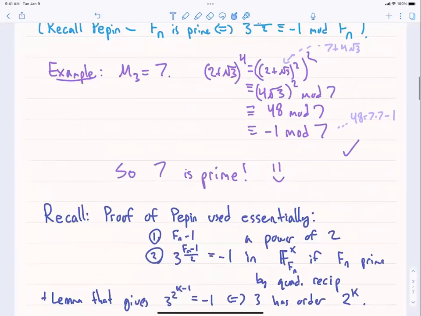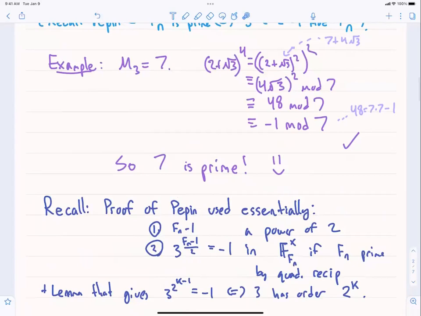Okay. So let me just remind you from Tuesday that the proof of Pepin's test for Fermat numbers used essentially the following facts. The first one, and the key thing that made everything work, was that we had this power of 2 floating around. Fn minus 1 is a power of 2. And then we were able to show that if Fn was prime, then 3 to the (Fn minus 1)/2 was equal to -1, just using quadratic reciprocity.